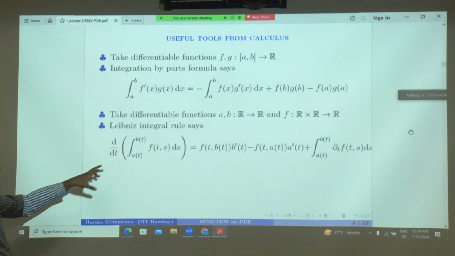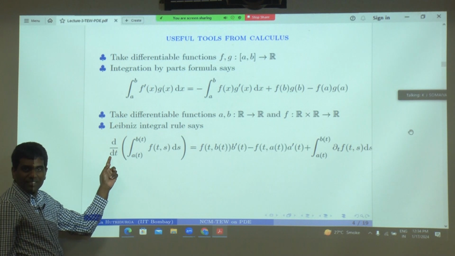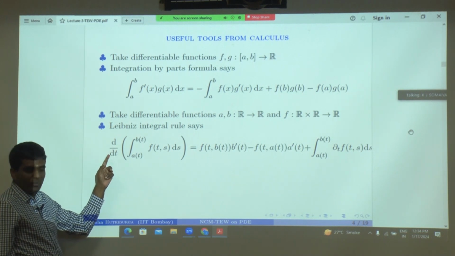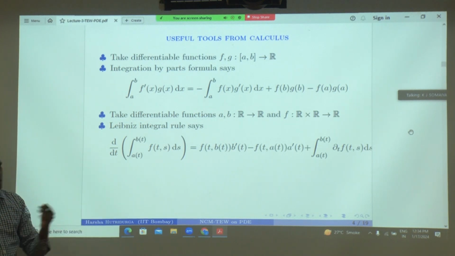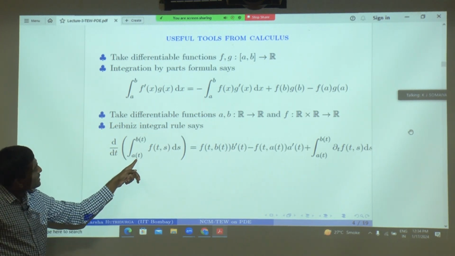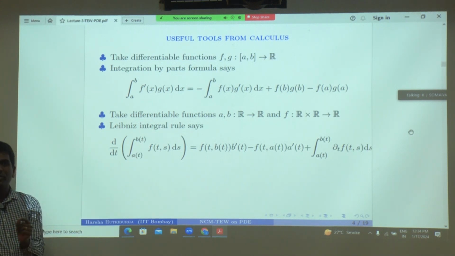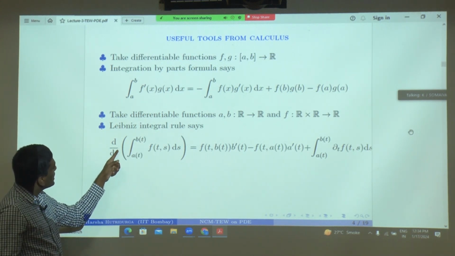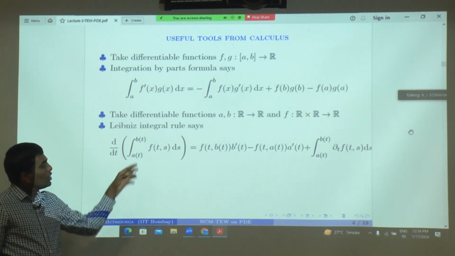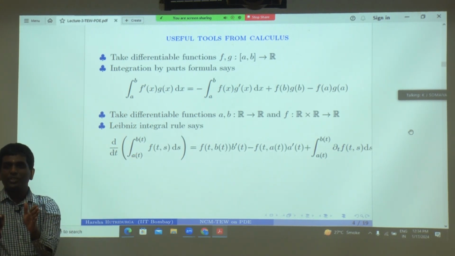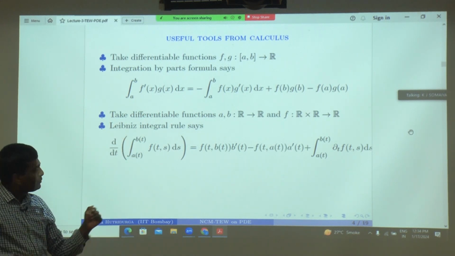So the Leibniz integral rule comes in when you are trying to differentiate an integral where the variable against which you are differentiating also appears in the limits of integration. So you see, you are differentiating with respect to t, and the limits of integration are also functions of t. When I write this down, there is an inherent assumption that a of t is always less than b of t, so that it makes sense.